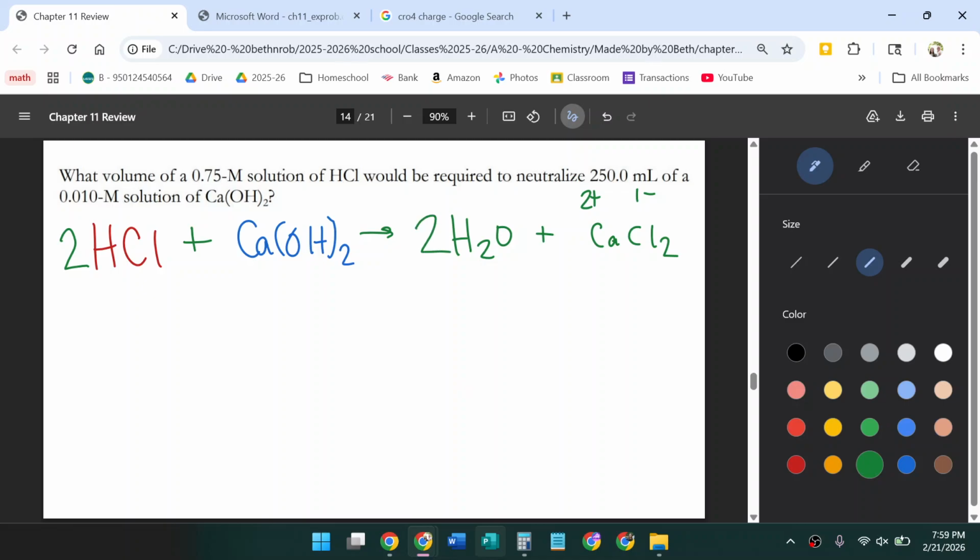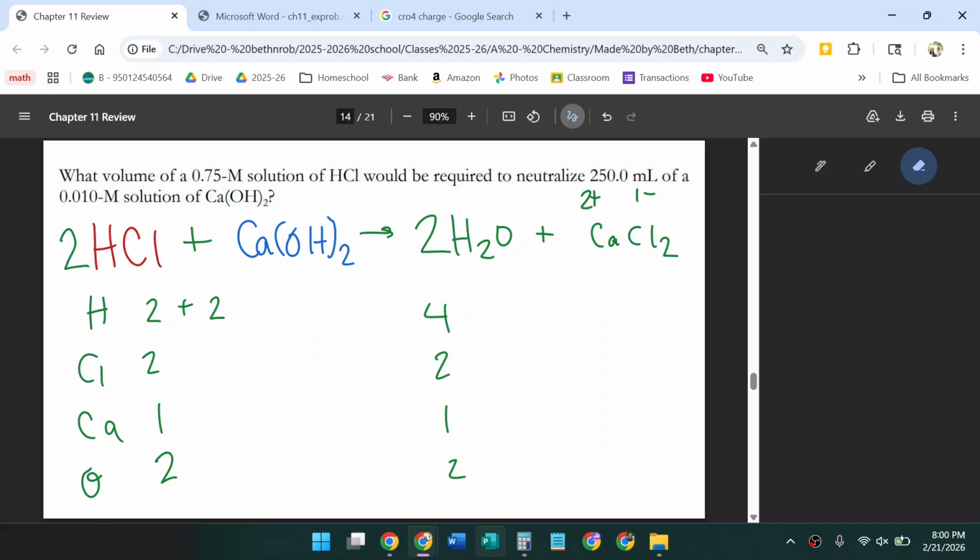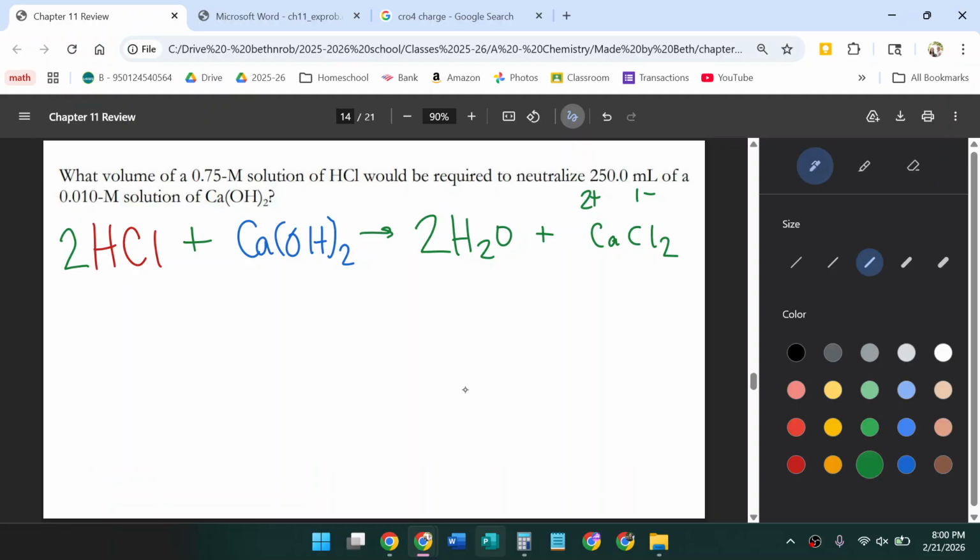Let's check stuff just to make sure. So we have H, we have 2 plus 2, and on the other side we have 4. For Cl we have 2, and we have a 2. For Ca we have 1, and we have 1, and for O we have 2 and 2. So everything balances. I'm not going to keep these numbers. They're just to check. So always check and make sure yours is balanced before you move forward.